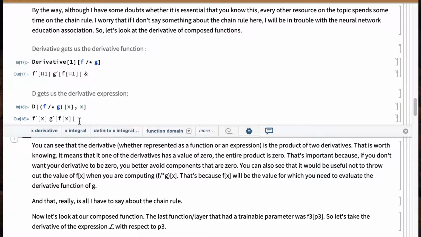The other thing you can see is you don't want to throw out information along the way. Do you see how g prime, the derivative of g, gets evaluated at f of x? I don't want to have to recompute f of x. Maybe f of x is a very complicated thing. And so what instead I want to do is to store the value of f of x once it's computed, and then I can just look it up. Okay, that was it for the chain rule.